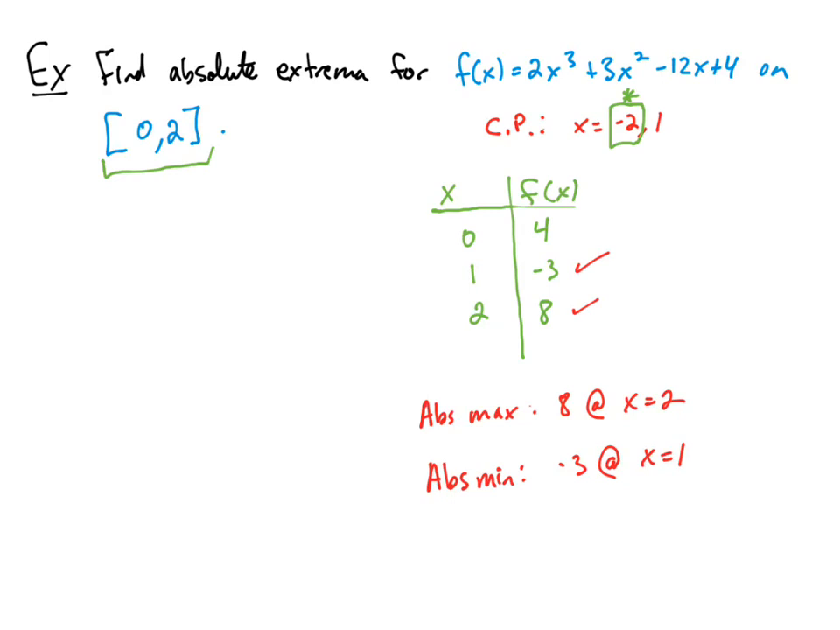So we need to be careful about what happened up here. We don't want to consider negative 2 as a critical point because it's not in the interval. If we did, when we input negative 2 into the function, we get a positive 24. So we would incorrectly have identified an absolute max value if we were to use negative 2.